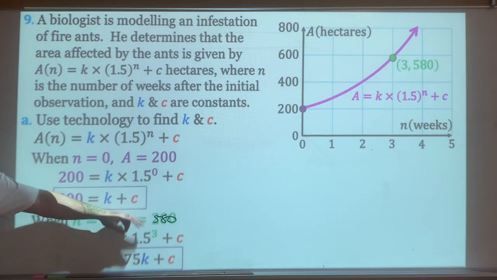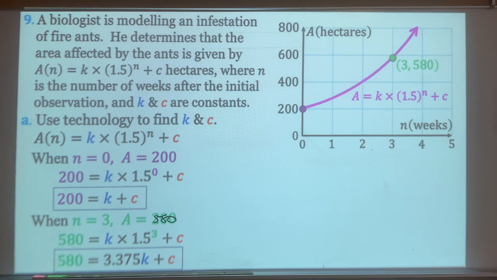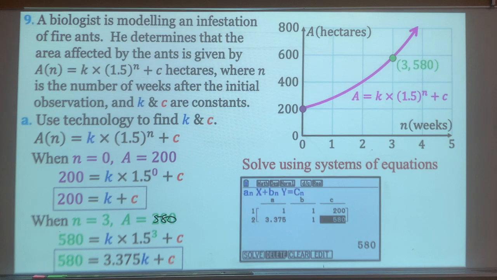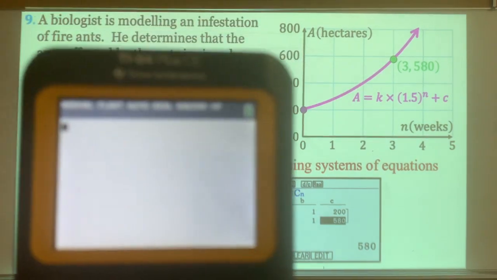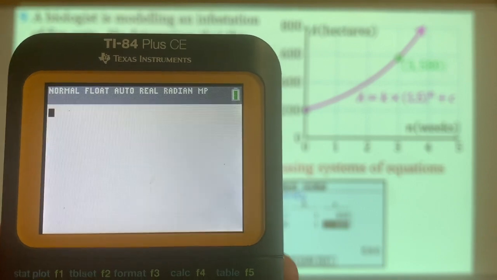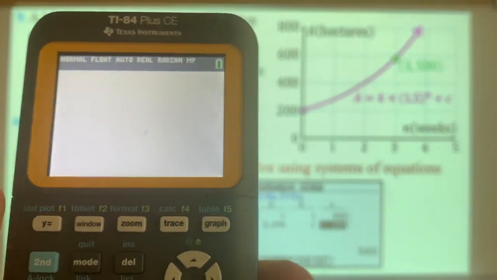Can't solve for K, right? Because we have plus C. So what do we do next? Solve using systems of equations. You're going to plug your stuff into your calculator that way. I know you might have forgotten how to do this. Let me go over here and help you out. Find system of equations.